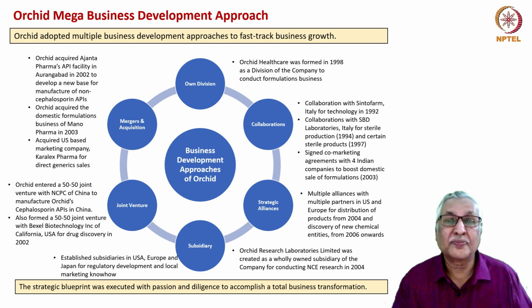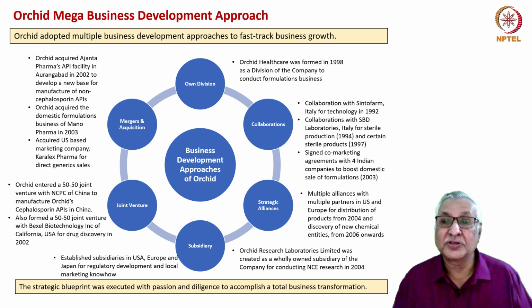The multiple development approaches to fast track business growth were in fact part of a grand strategy of business development. First of all, it started with a collaboration. The company collaborated with Sintoform Italy for technology in 1992, which served as the seed technology for the company. This was followed up with additional collaborations with SBD Laboratories Italy for sterile production in 1994 and certain sterile products in 1997. The company signed, at some point later, co-marketing agreements with four Indian companies to boost domestic sale of formulations. That was in 2003.